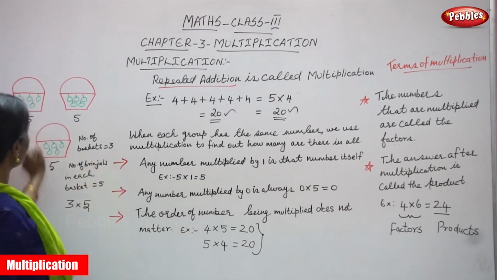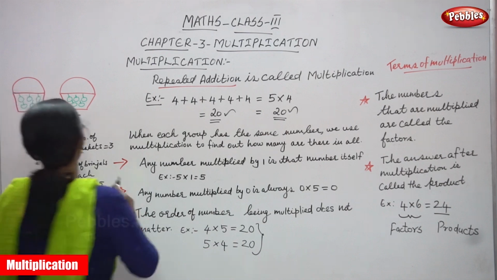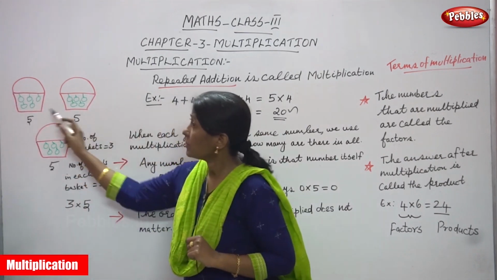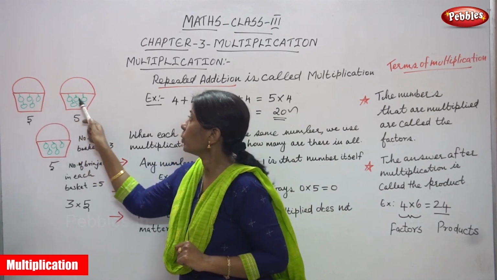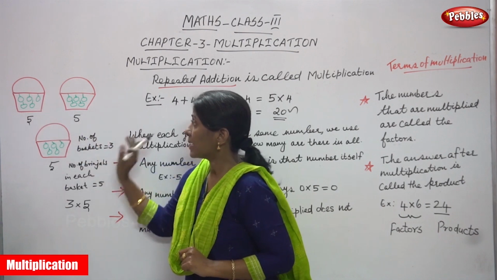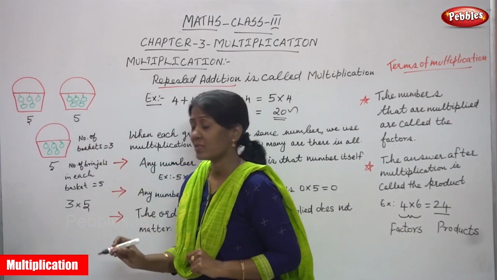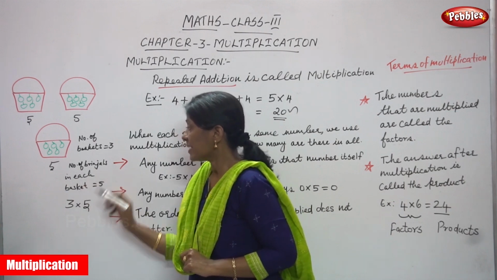So I'll repeat once again. There are 3 baskets. In each basket, how many brinjals are there? In each basket, 5 brinjals. 1, 2, 3, 4, 5. So there are 3 baskets, and in each basket, 5 brinjals are there. So the number of baskets is 3, and the number of brinjals in each basket is 5.